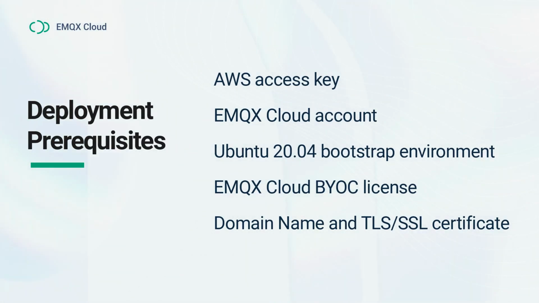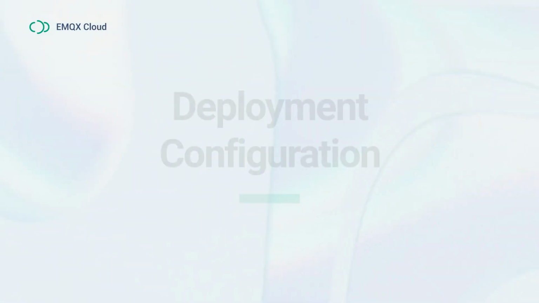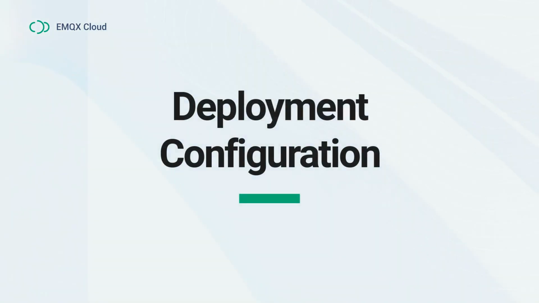Prepare an Ubuntu 20.04 environment for executing the deployment script. You can create an EC2 instance using the Ubuntu 20.04 image on AWS or use a local Ubuntu environment. Additionally, before the deployment, you need to prepare the EMQX Cloud BYOC license, a domain name for your EMQX service, and the corresponding TLS SSL certificate. With these prerequisites in place, we can proceed to the next step, deployment configuration.